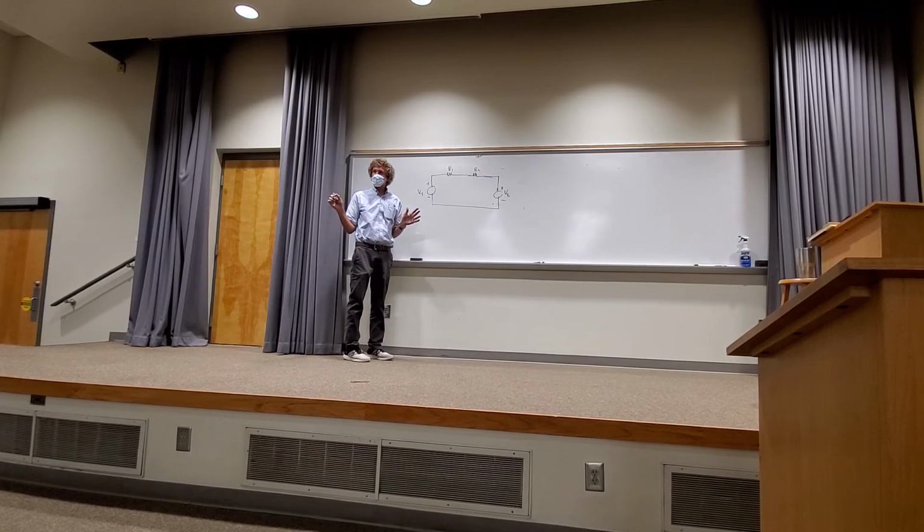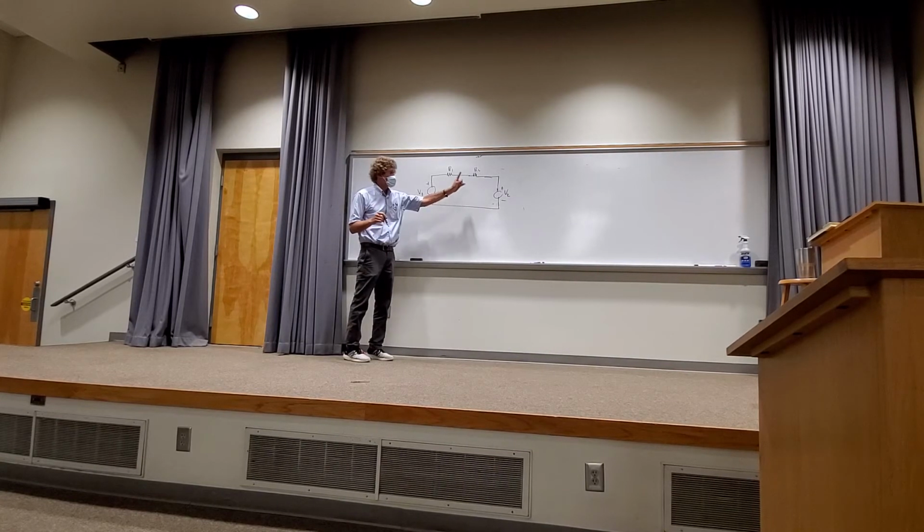Now, remember I told you the sum of the voltages around any closed loop is 0, right? So first, you can see this is a single closed loop. All the things are in series. They have to have the same current. You all agree with that?